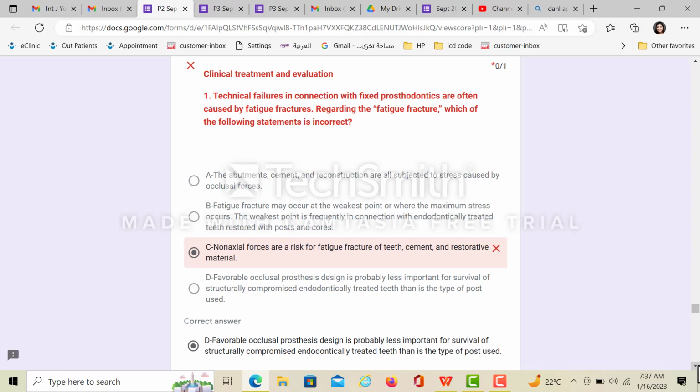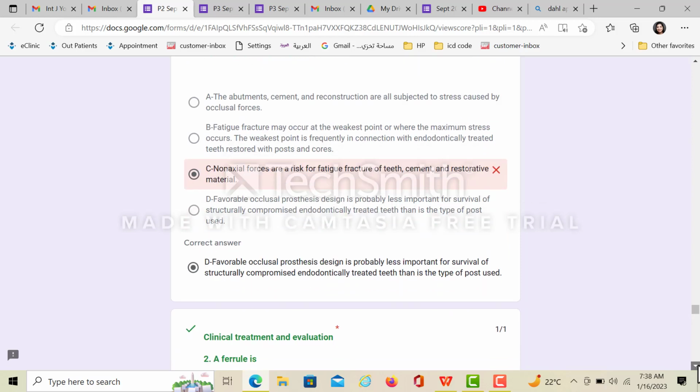Favorable occlusal prosthesis design is probably less important for survival of structurally compromised endodontically treated teeth, and that is a type of post used. This is incorrect. This is an incorrect statement, because favorable occlusal prosthesis design is very important. It's not less important, it's very important. Understood? That's why this becomes the answer of choice.